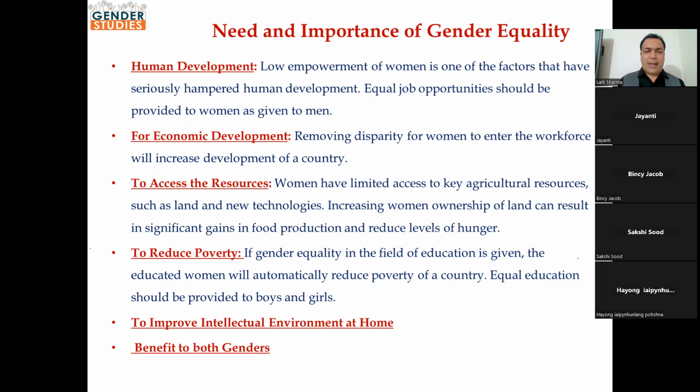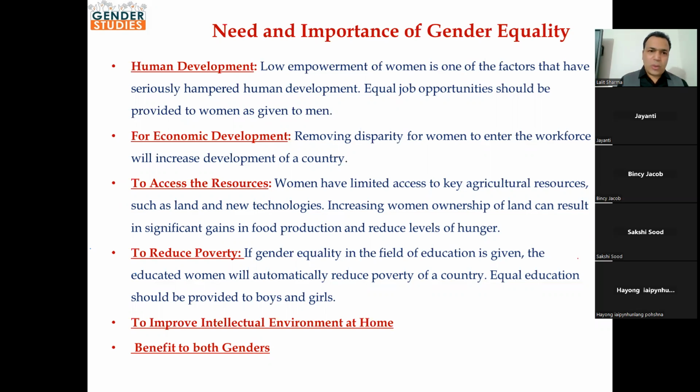For economic development, what is the need of gender equality? Number first, we have covered human development. More and more human resources we can get when we provide equal opportunity to male and female in the process of jobs, right? For economic development, removing disparity for women to enter the workforce will increase the development of the country.